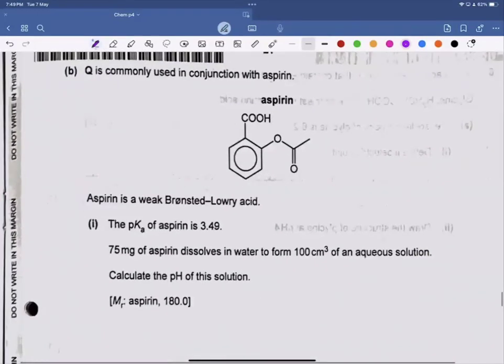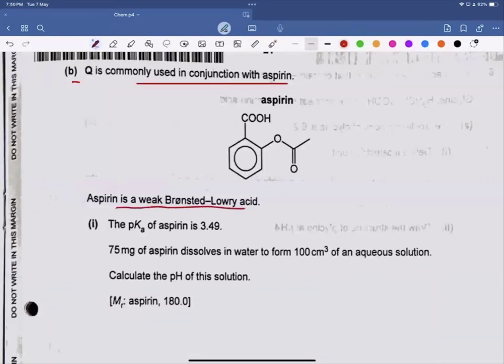Okay. Now part B. Q is commonly used in conjunction with aspirin. Aspirin is a weak acid. The pKa of aspirin is 3.49. 75 milligram of aspirin dissolves in water to form 100 centimeter cube of aqueous solution. Calculate the pH of this solution.